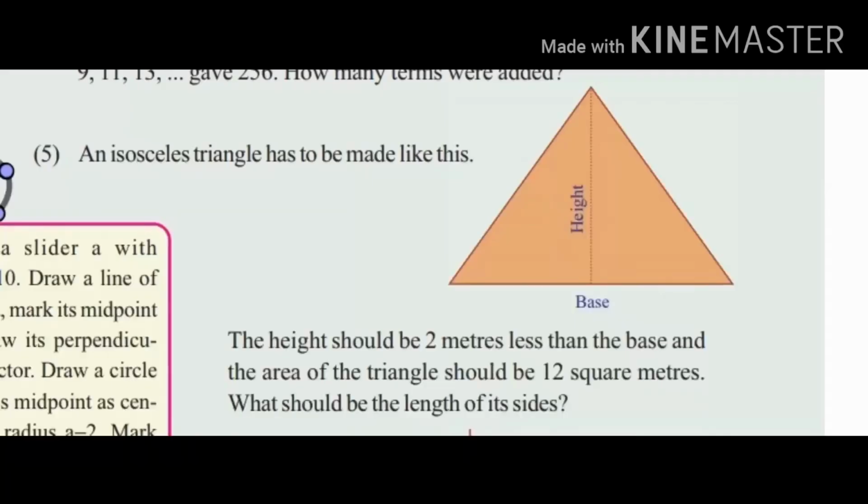Okay. Next is question number 5. An isosceles triangle has to be made like this. One figure is given, an isosceles triangle. The height should be 2 meters less than the base and the area of the triangle should be 12 square meter. What should be the length of its sides? Let's draw the rough figure first and after that I will explain the question.